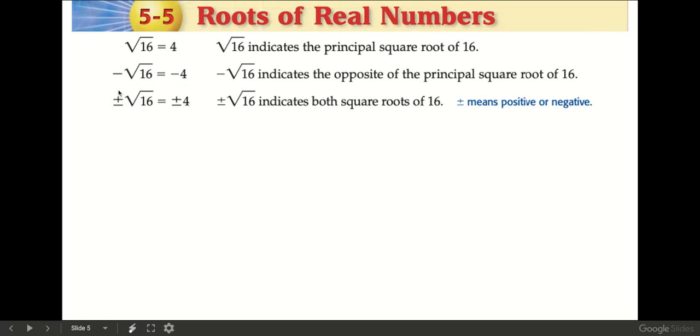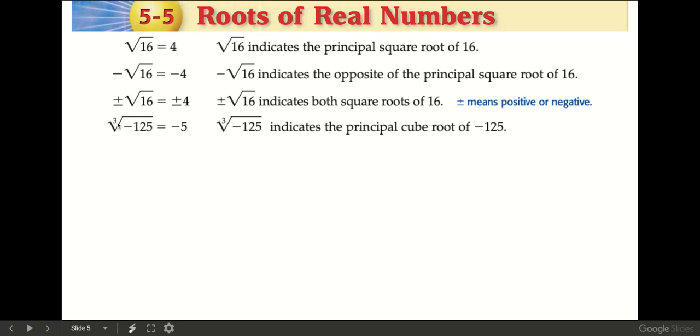This is probably a newer symbol that you might not be used to reading. This means positive or negative. So the positive or negative principal root of 16 would be positive or negative 4, right? Positive or negative square root of 16 indicates both square roots of 16, both the positive and negative.